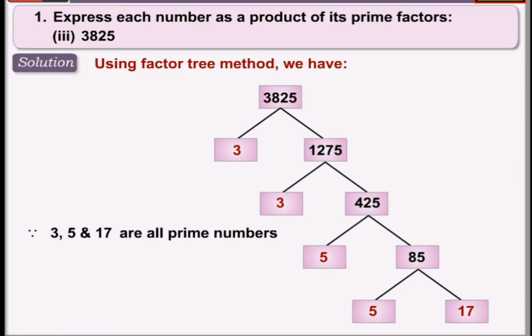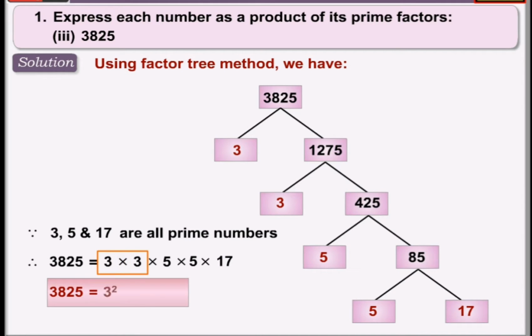Since 3, 5 and 17 are all prime numbers, therefore 3825 is equal to 3 into 3 into 5 into 5 into 17. That is 3 square into 5 square into 17.